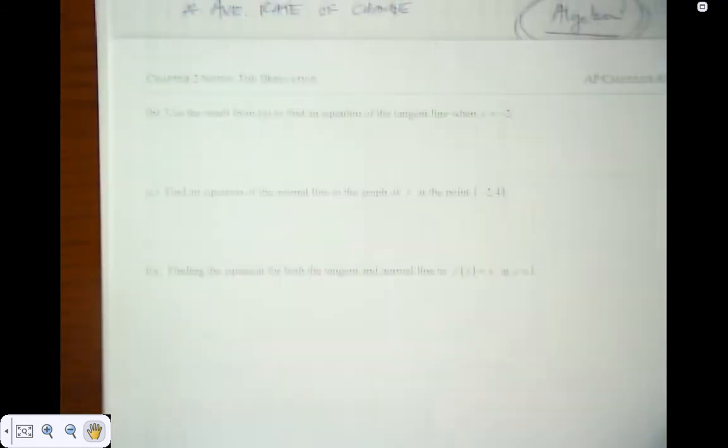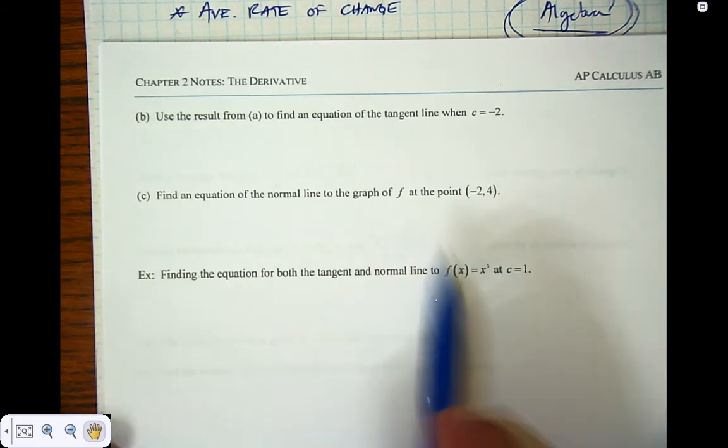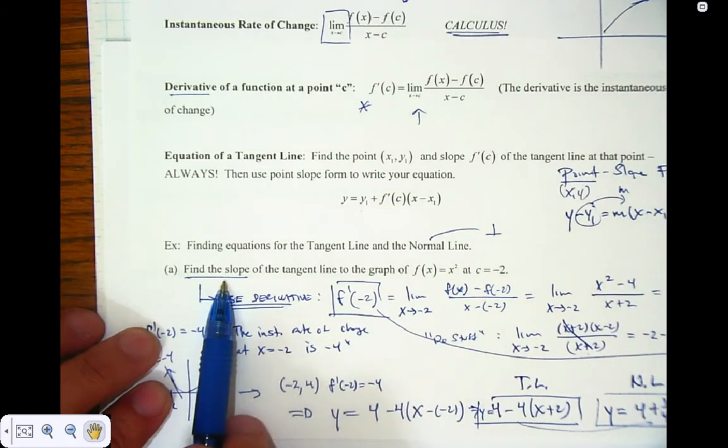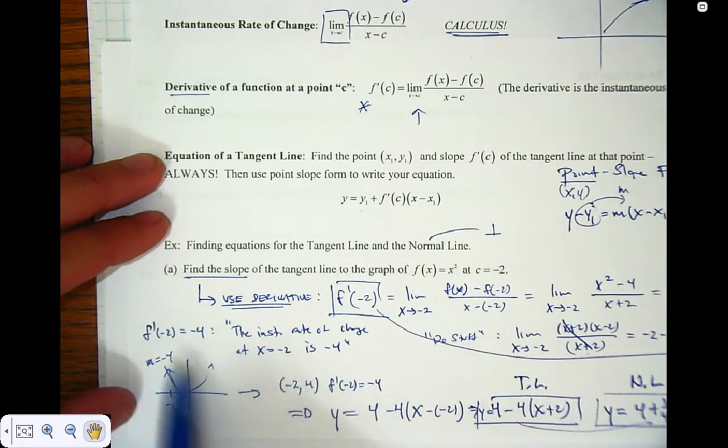So at the top of the next page, they say, all right, so use the result to find the equation of a tangent line when c is -2. Find the equation of a normal line. Man, we did all this, right? So we did it all in part A. So in part A, we found it. Did more than they ask. It just said find the slope. So for part A, your slope is done when you get right here.